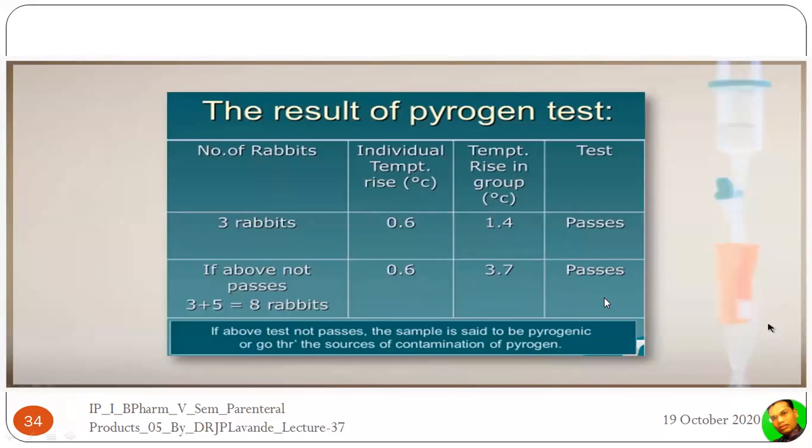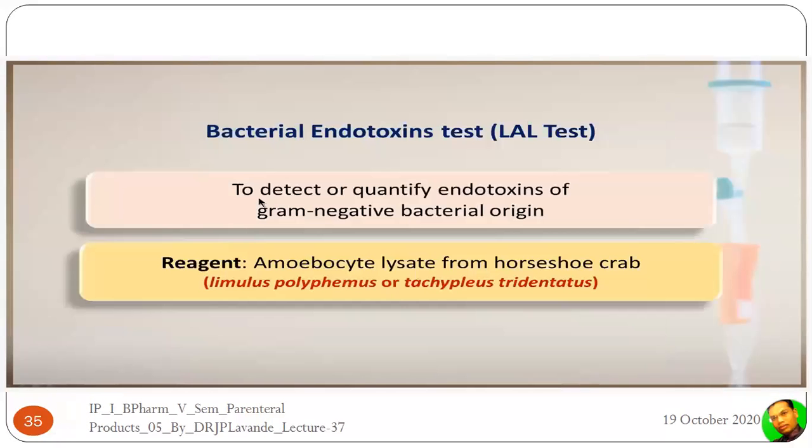If the above test does not pass, the sample is said to be pyrogenic. That means the sample or product is contaminated with pyrogen, and we have to go through the sources of contamination. We have to find out what the source of contamination is. Going back is very, very difficult, so it is better to take care not to contaminate at any stage. Take care in such a way that each and every step, each and every stage, is free from pyrogen.